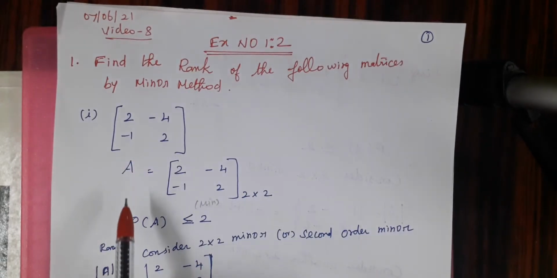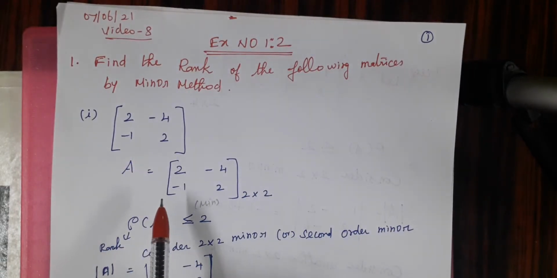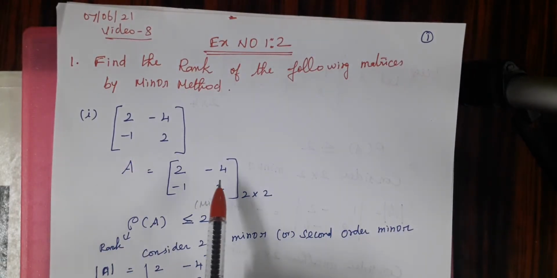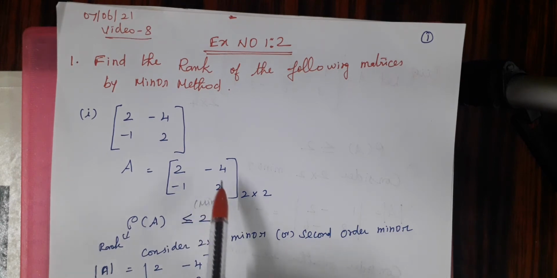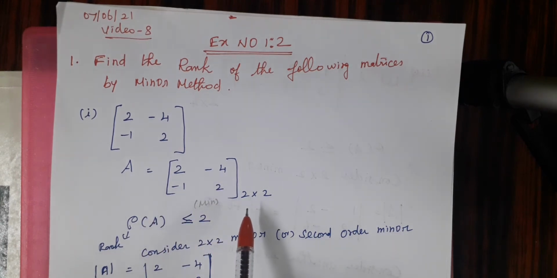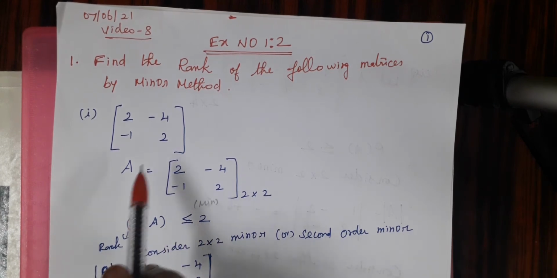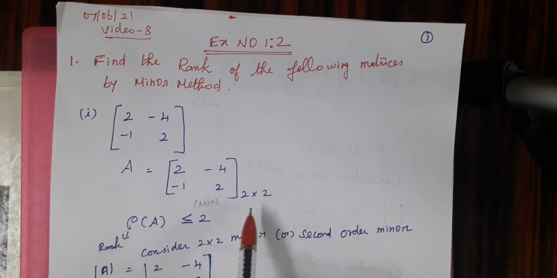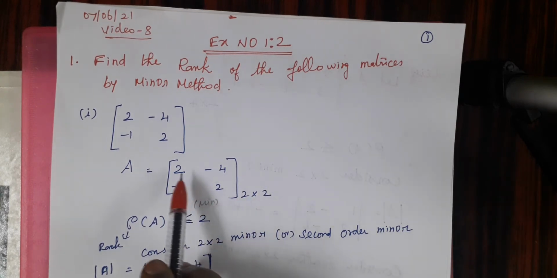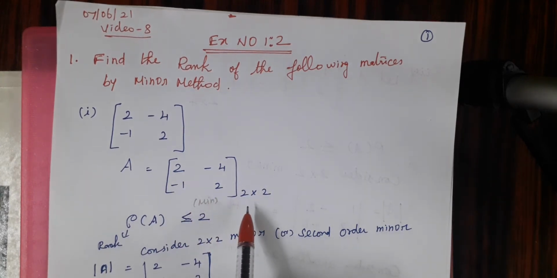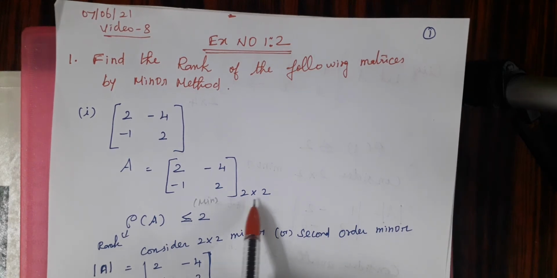2, minus 4, minus 1, 2. Let the given matrix be taken as A equal to 2, minus 4, minus 1, 2. This is a square matrix. What is the order? 2 by 2. So how to find the rank? Listen carefully. First we write the question. After that, see the order. The order is 2 rows, 2 columns.